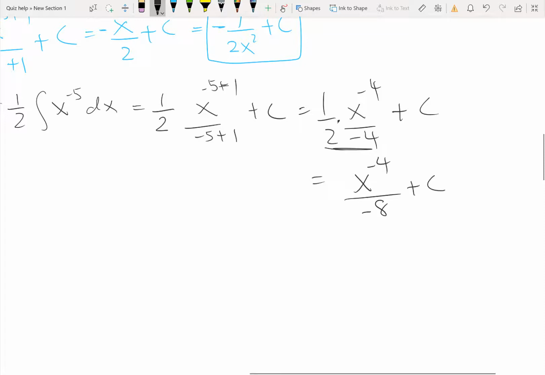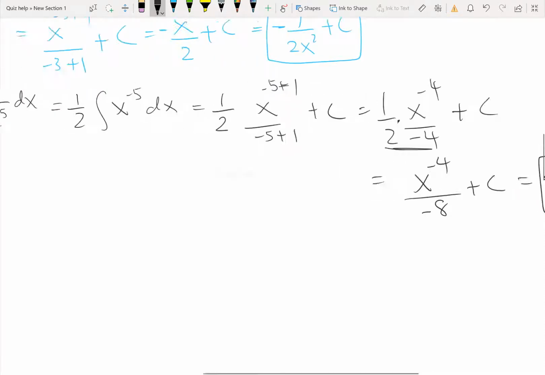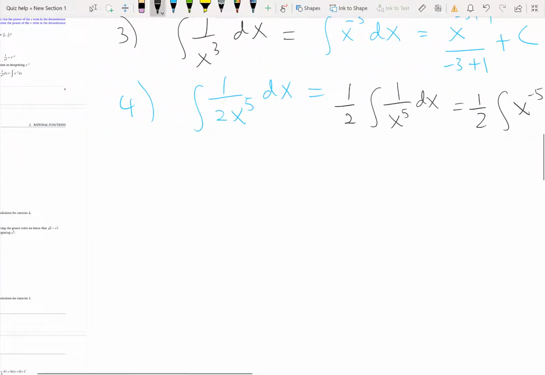And okay, I will simplify. I was going to leave the simplification to you guys, but okay, I will do it. Minus 1 over 8 times x to the 4, bringing that x to the negative 4 to the denominator. All right. Now I'm going to do question 5. Getting little by little hard.